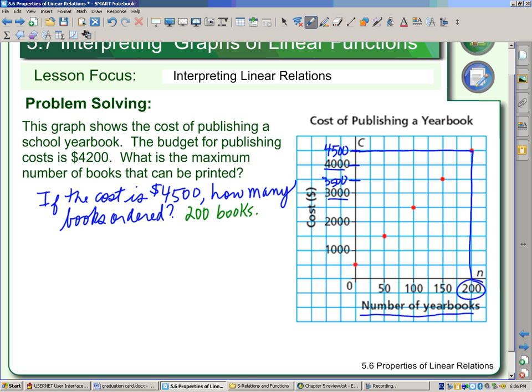I can reverse the questions, and I said, okay, if I had 100 books, what would the cost be? So I'm saying, here's 100 books. Reading up, going over, my cost would be 2,500. We call this interpolating. Interpolating means that we're interpreting the information in the graph. This is when it's between data points. So here I'm looking at numbers that are in my data points that are shown on the graph. That is interpolation.